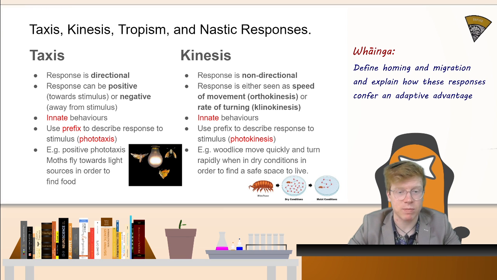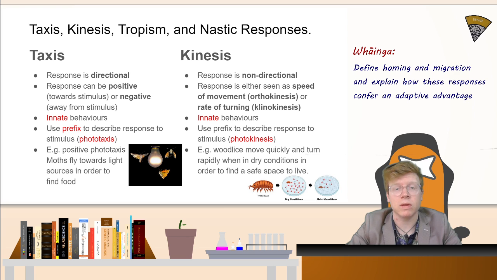It's one of those innate responses, as all of these are. And usually we have a little prefix, which we've gone over, that describes what the stimulus is. An example we've got here is positive phototaxis. An example of this would be moths flying towards the light in order to find food, and that's related to some evolutionary traits within moths, using luminescence to be able to catch food. So moths get what we call positive phototaxis because of the direction towards light, photo being light, moving towards the stimulus.